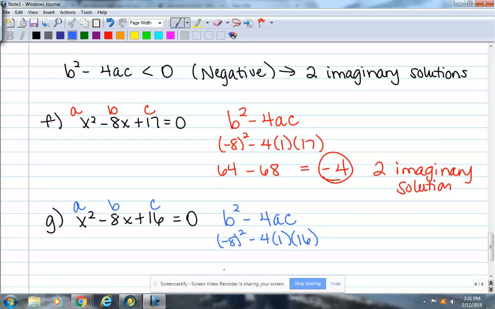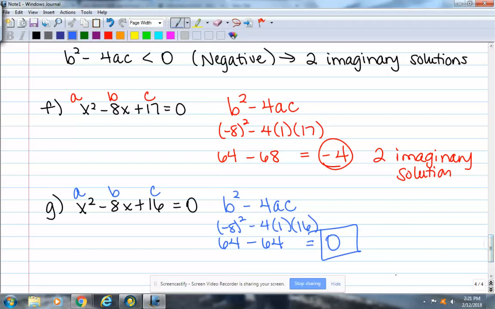All right, what's negative 8 squared? The same thing as it was up there. The calculator takes too much out of your brain. What's negative 4 times 16? Negative 64. And what is 64 minus 64 equal? 0. 0 is my discriminant. So what kinds of solutions am I going to have here? One solution. One, what kind of solution? Real. One real solution.